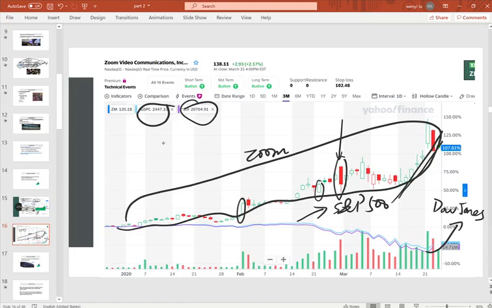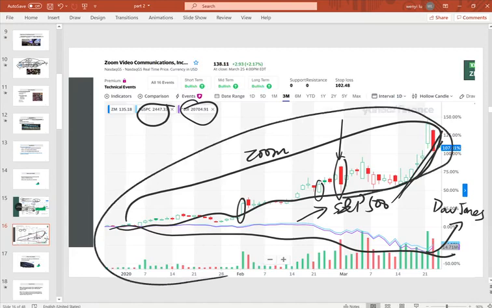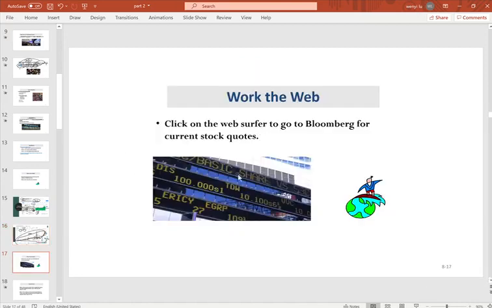Compared with our two indexes, two benchmarks, you can see for the past 3 months Zoom performed much better than the indexes. So it is a bullish stock, not a bearish stock. A bullish stock means the stock keeps climbing up. So please go to any stock website like Yahoo Finance or Bloomberg to check the current stock quote for the stock you like.